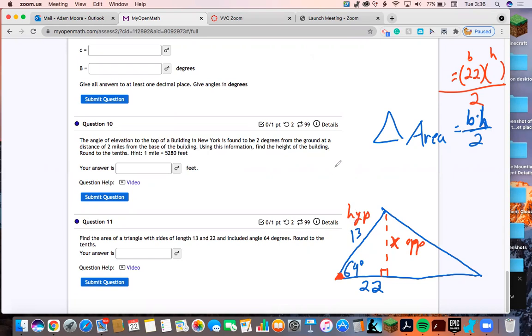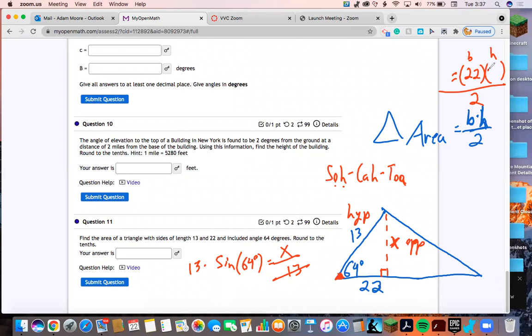So now we have opposite and hypotenuse here. By SOH CAH TOA, opposite and hypotenuse, that's the sine ratio. So we'll say sine of 64 degrees equals the opposite over the hypotenuse, in this case, the x over the 13. Times that 13 over there to get the x by itself. And we got ourselves x, or height, equals 13 times the sine of 64. And that's what goes in for our height there.